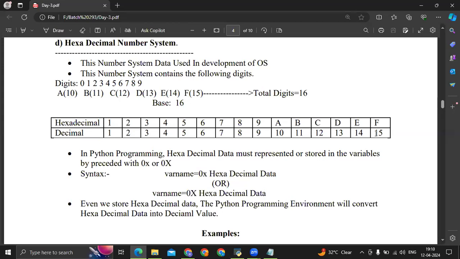Where F is considered as 15, E as 14, D as 13, C as 12, B as 11, and A as 10. Even if we store the hexadecimal, the Python programming environment will convert that into the decimal number. Syntax for this is variable name is equal to 0x followed by the hexadecimal data.